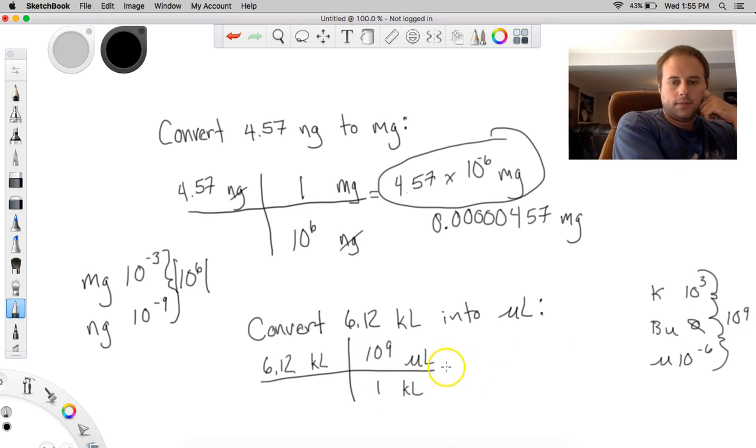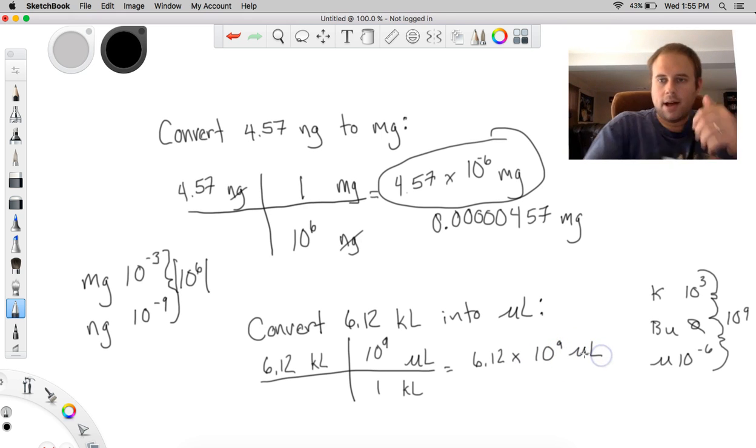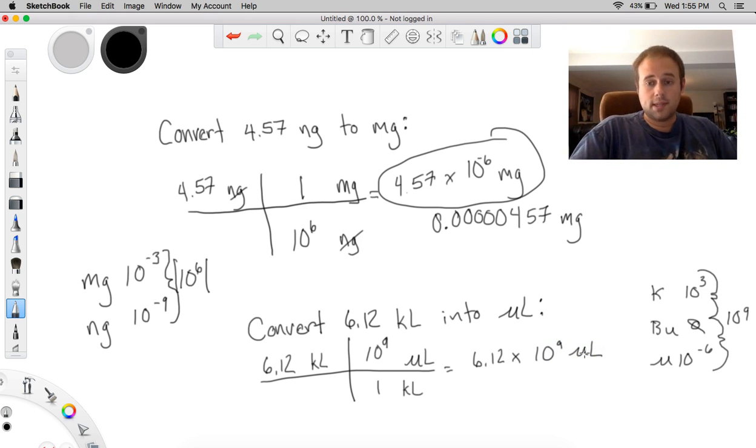Now, that's going to come out to be, let's make sure that's clearly an exponent, 10 to the 9th. Okay. So what I get is 6.12 times 10 to the 9th microliters. Now let's think about that. Does that make sense? That's an enormous number because this is saying there's 9 zeros that come after that, right?